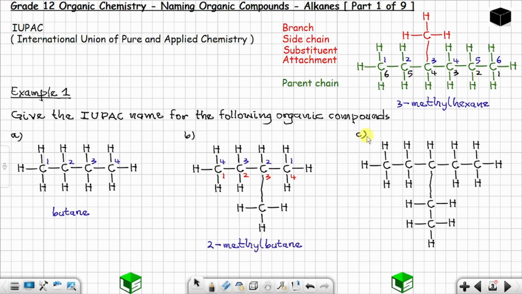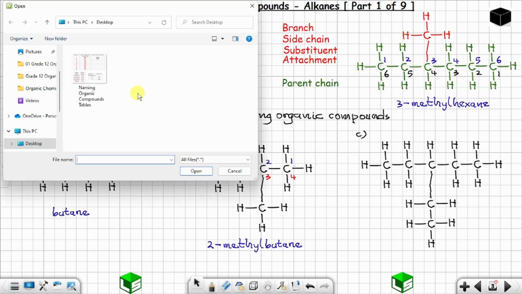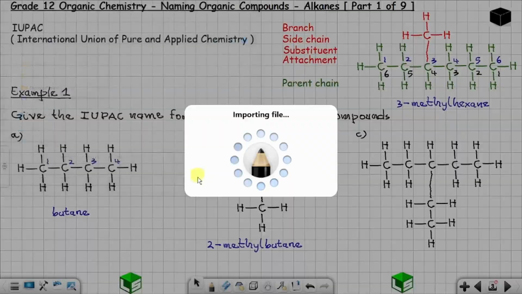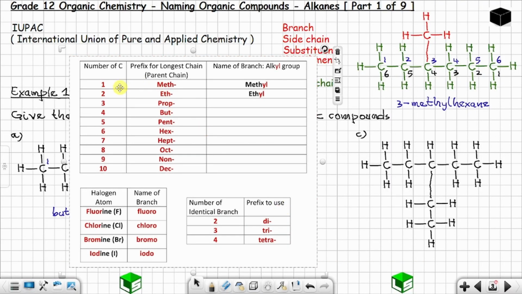Okay, now let's see C. Okay, let me get the table. You have to memorize this table. You are not going to be given it. So this is very easy to remember. You can just check and write it down and try to memorize it. It's going to stick with you.